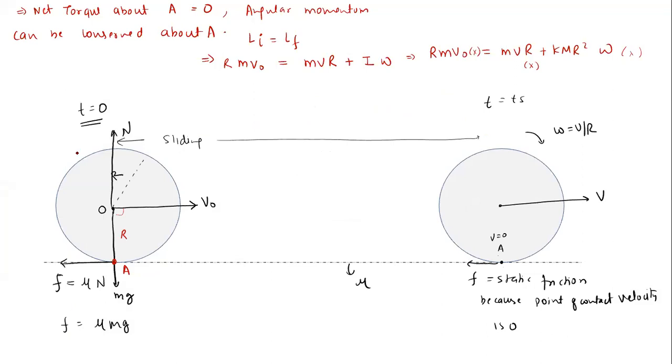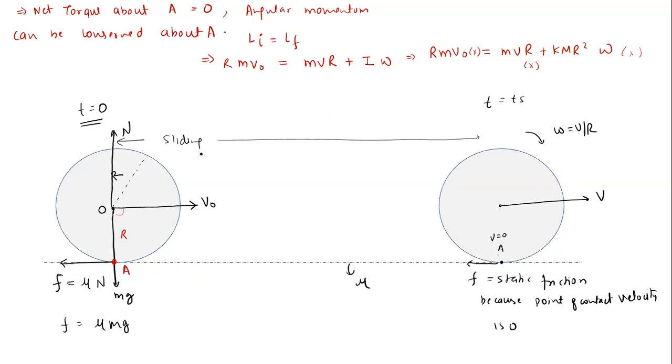Now just tell me one thing. From t equal to 0 second to t equal to t second, the friction force is acting on the body. What is the value of the acceleration or deceleration of the body before it starts pure rolling? That is minus mu g. Yes, very good. Because from this condition to the pure rolling condition, the friction force is acting.